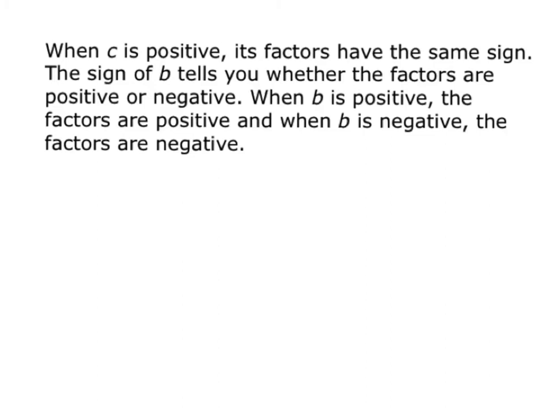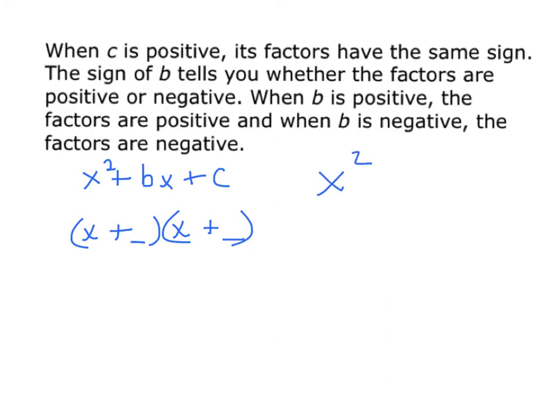So let's say that I have x squared plus bx plus c. That means my factors are going to be x plus something and x plus something. Now, if I happen to have x squared minus bx plus c, that means my factors are both going to be negative. It's going to be x minus something and x minus something. Okay, let's use this idea and see if we can do a problem.